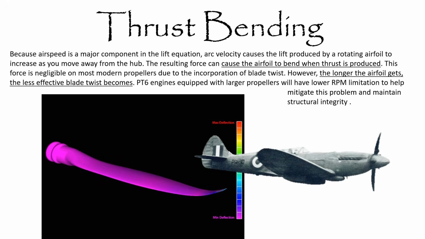The resulting force can cause the airfoil to bend when thrust is produced. This force is negligible on most modern propellers due to the incorporation of blade twist. However, the longer the airfoil gets, the less effective blade twist becomes. PT6 engines equipped with large propellers will have lower RPM limitations to help mitigate this problem and maintain structural integrity.